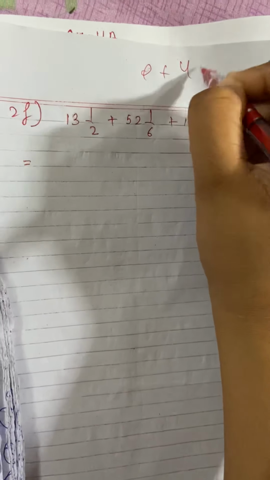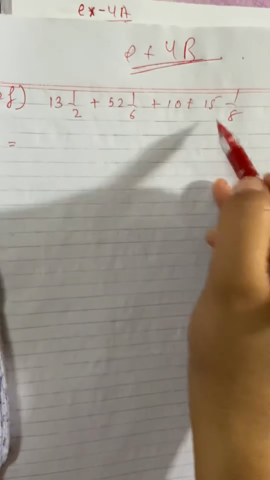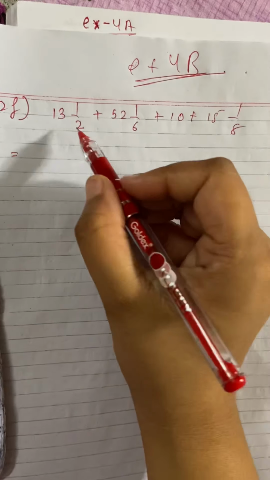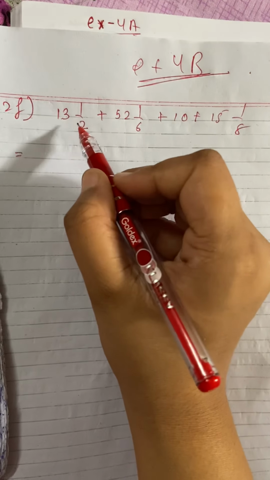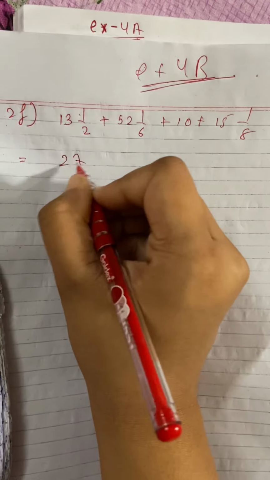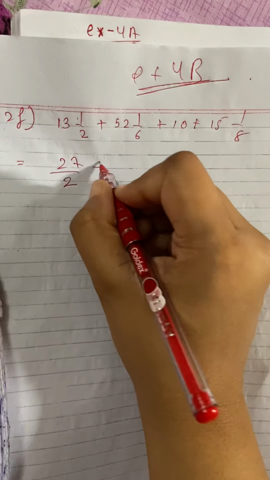Now in this exercise 4b, I'll do sub question number F. First, I will convert all these numbers into improper fractions. So 13 into 2, 26. 26 plus 1, 27 by 2. You can write directly. You don't have to show all the steps.